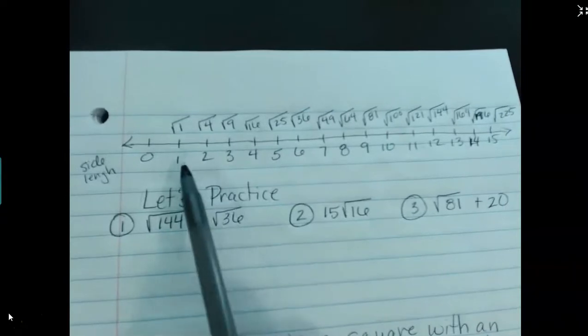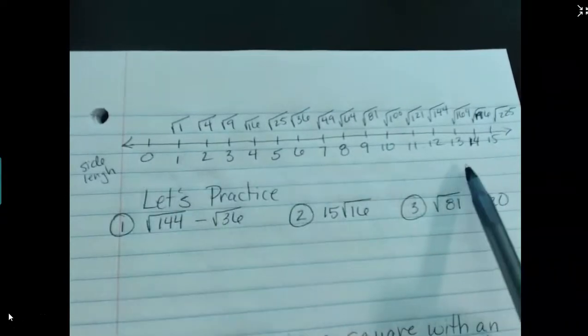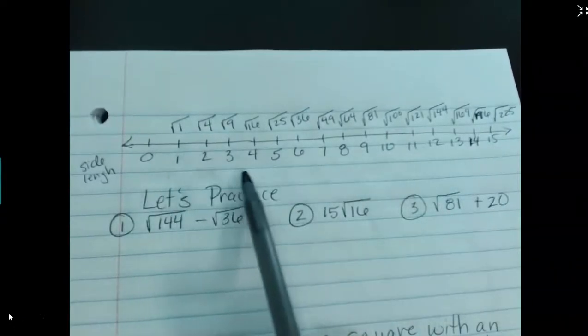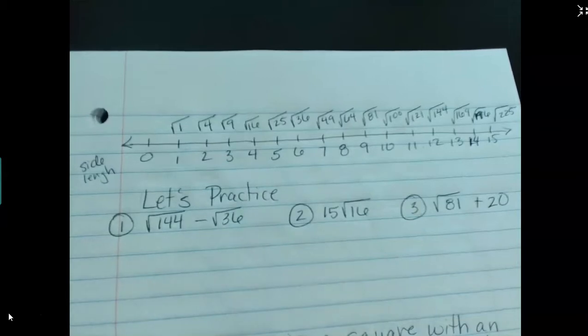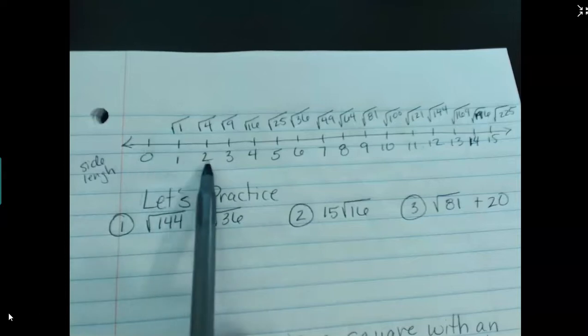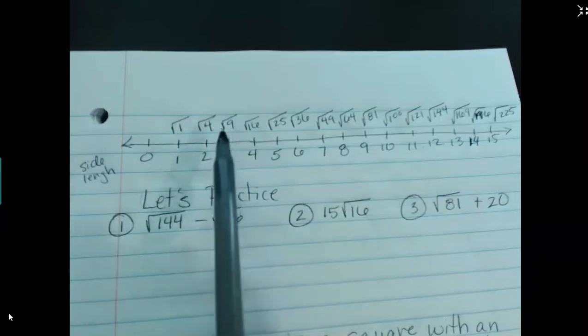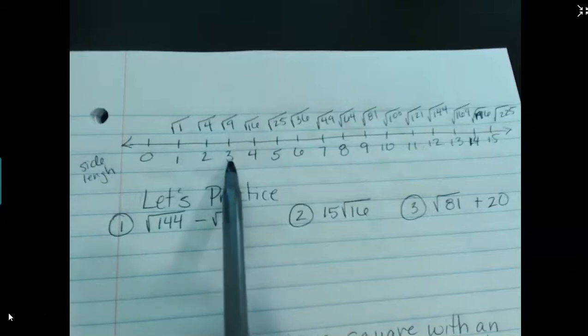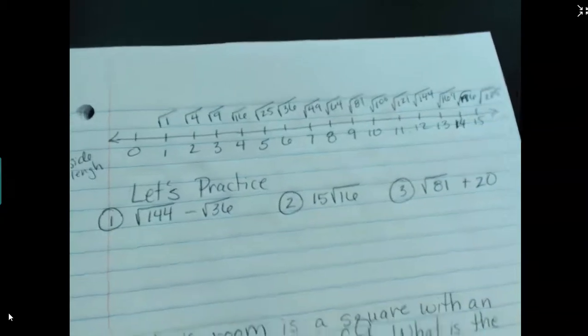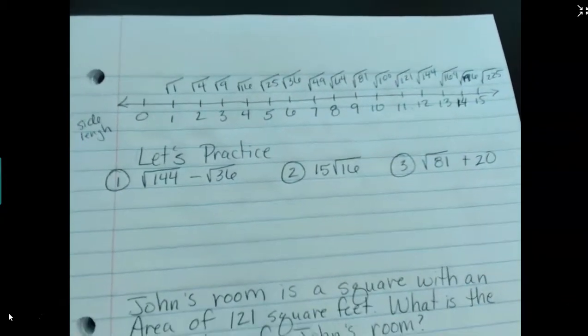I want you to write this number line in your notes. These are all the squares and square roots that I would like for you to memorize. 1 times 1 is 1, 2 times 2 is 4, 3 times 3 is 9. So on the inverse, or the flip side, the square root of 9 is 3. The square root of 4 is 2. You can use your calculator, but it's kind of like your multiplication facts. I want you to memorize these. It'll help you in the long run.